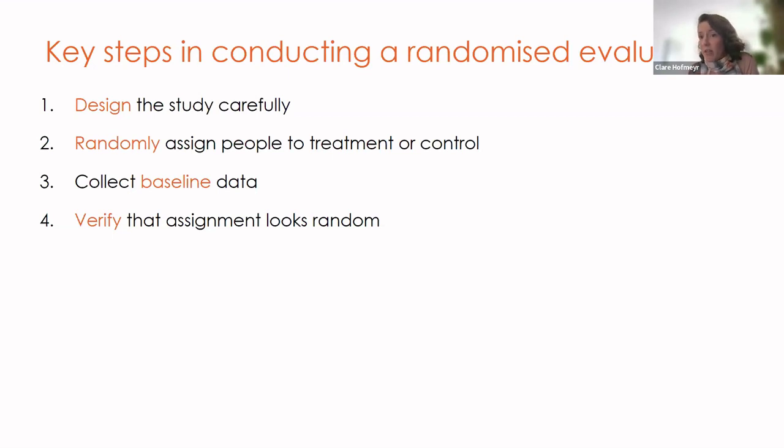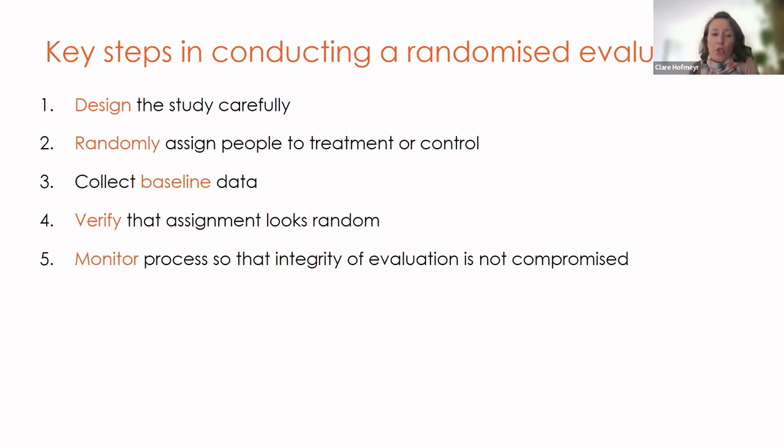And if the randomization really didn't work very well, you'd have to redo it. And academic papers on RCTs will always talk about the balance in their groups. Then once the program's up and running, ongoing monitoring is important to make sure it's being implemented with fidelity.